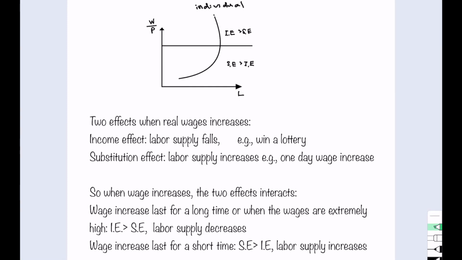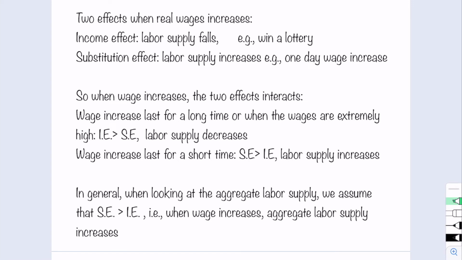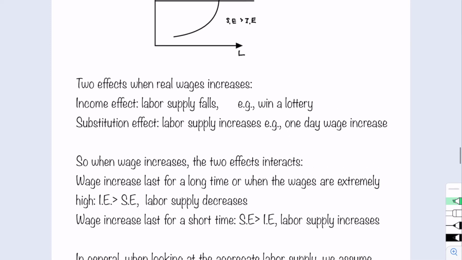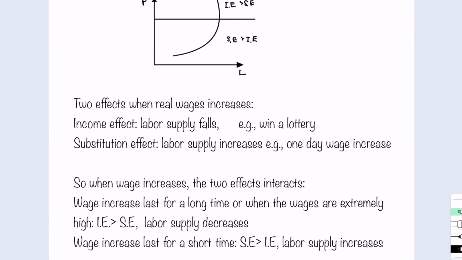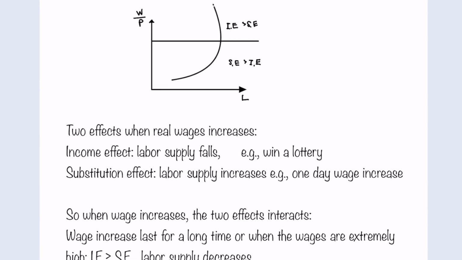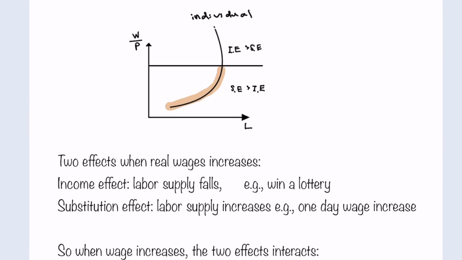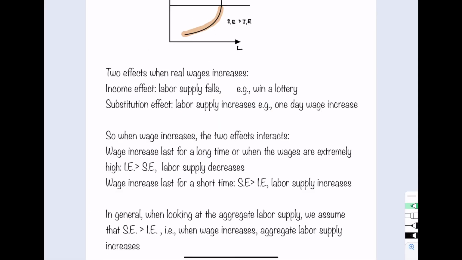So then when we want to come up with the labor supply curve for an economy, how should the aggregated labor supply curve look? In general, when looking at the aggregated labor supply curve, we assume that the substitution effect is greater than the income effect. That is, when the wages increase, the labor supply increases. Therefore, when looking at the labor supply curve in the graph, we are only looking at this portion of the curve. That is, we assume that when the wage increases, the aggregated labor supply increases.